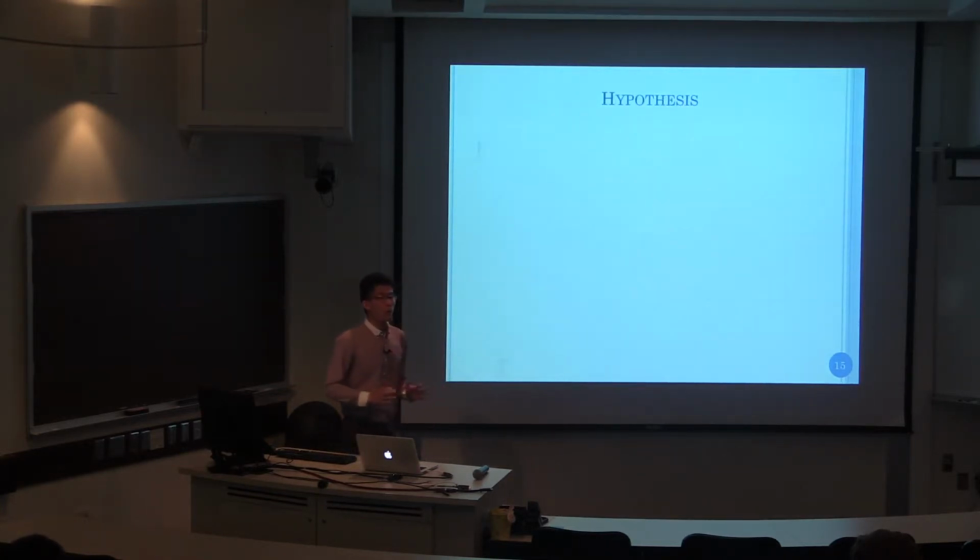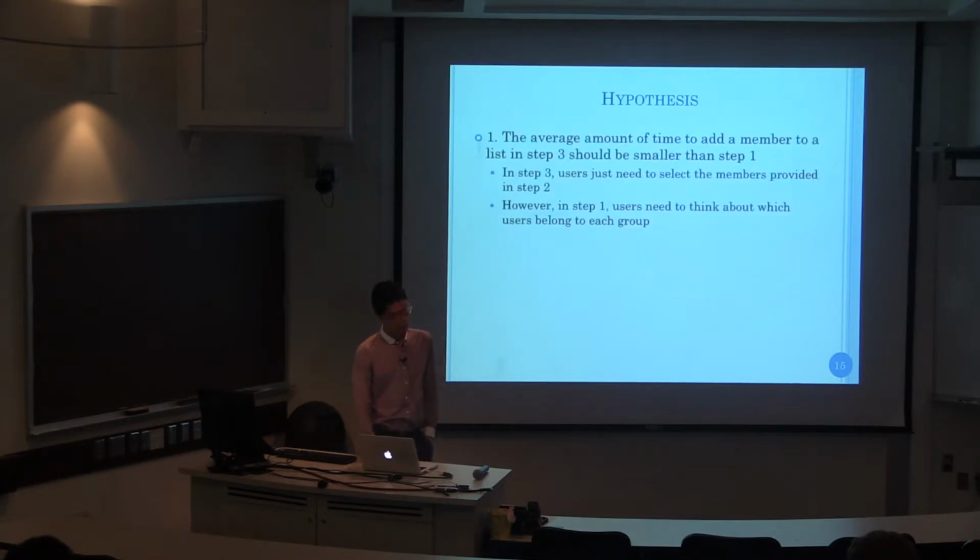The reason why we have multiple steps in this part is that we want to verify the following hypotheses. The first hypothesis: the average amount of time to add a member to a list in step 3 should be smaller than step 1. The reason behind that is that in step 3, users just need to select the members provided in step 2, so it only takes the time of selection. However, in step 1, users need to think about which user belongs to which group before he or she makes the selection.